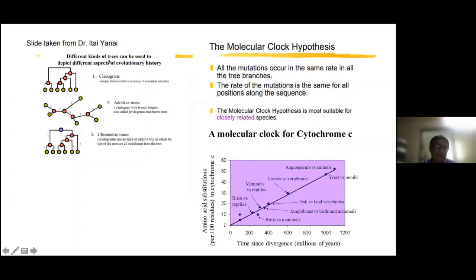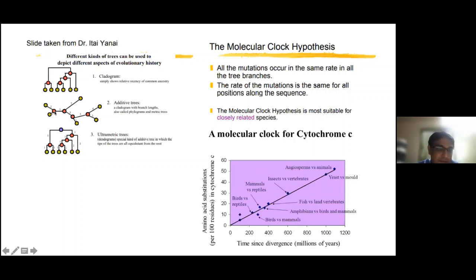So different kinds of trees can be used to depict different aspects of it. For example, the cladogram simply shows the most recent common ancestor, how these descendants are related to common ancestors. An additive tree is a cladogram with branch length.